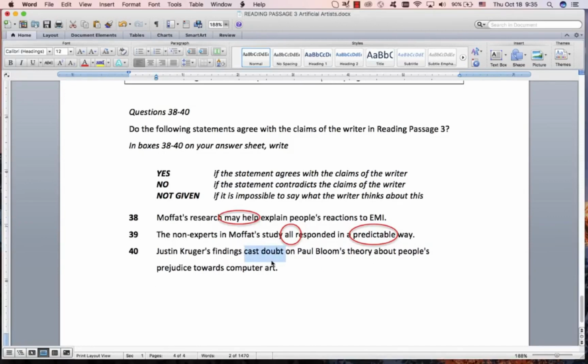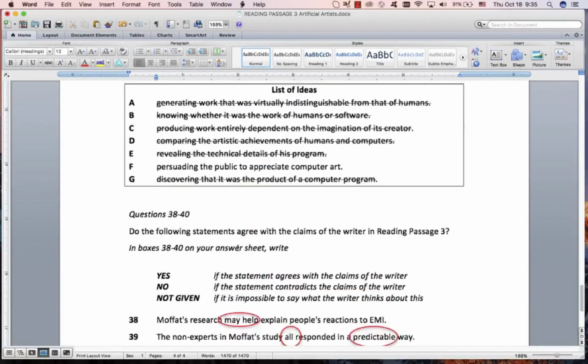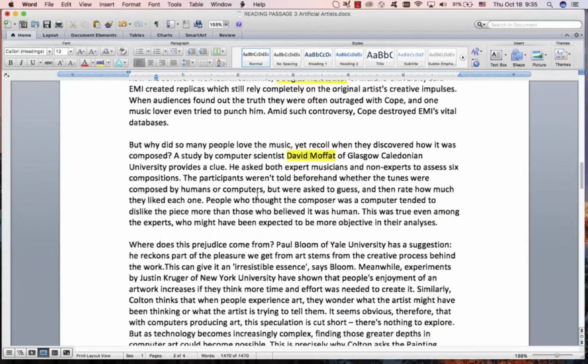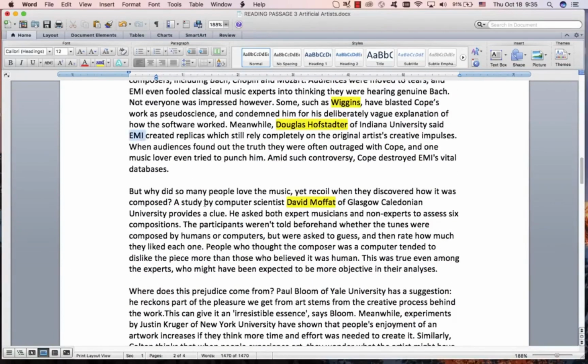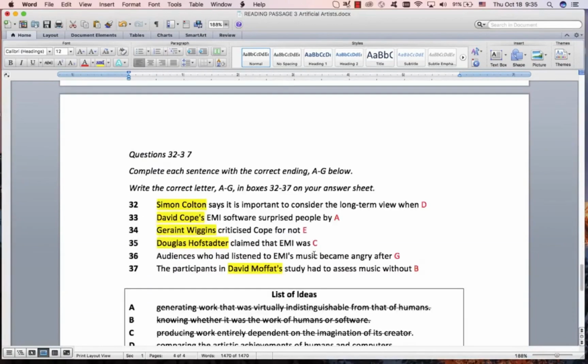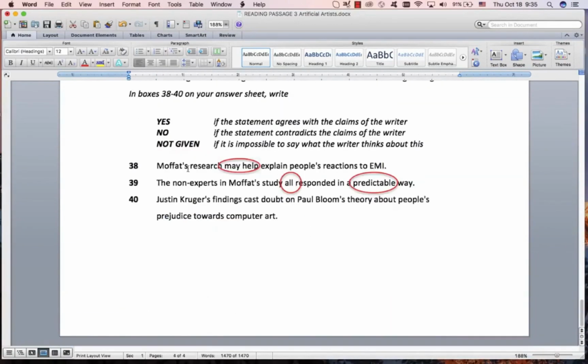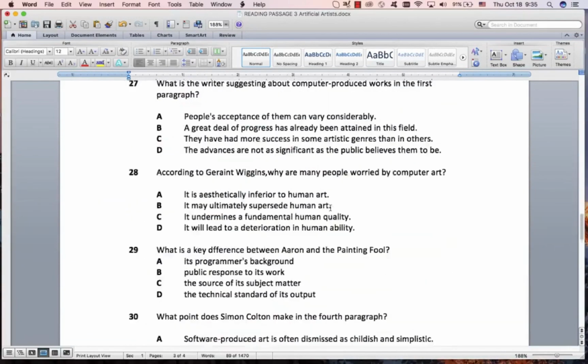Did it or didn't it? It's a did it or didn't it sort of question. So did it cast doubt? Did it cast, which means throw, or did it put doubt, or did it not? Great. So it's quite easy to find where they come from. EMI is there, but we're starting with Moffat because they're talking about Moffat's research. So will it help to explain, or will it not?